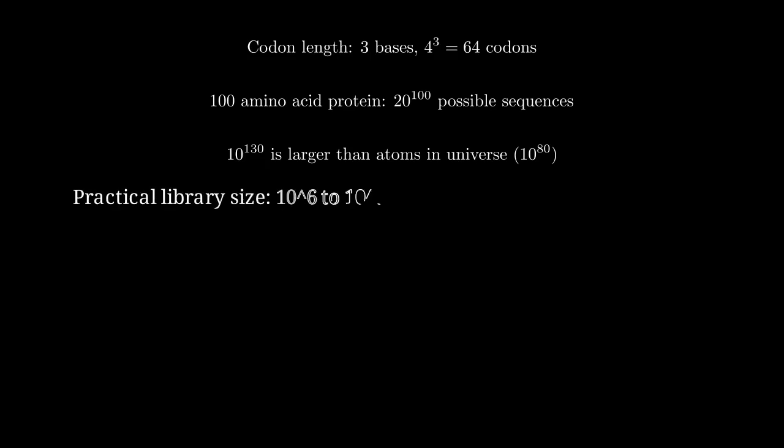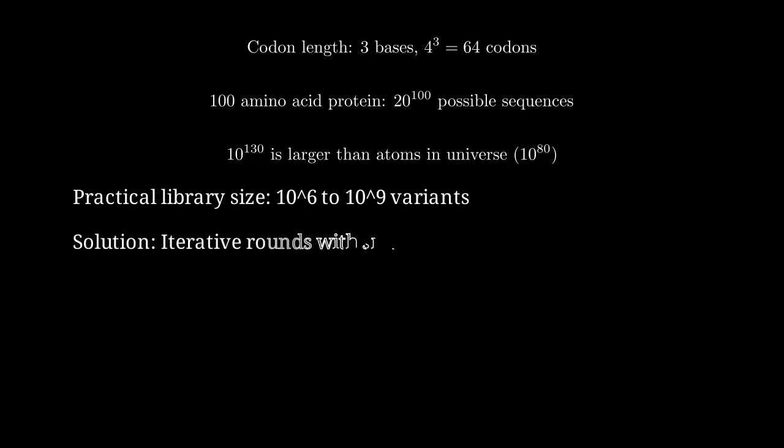In practice, we can screen libraries of 1 million to 1 billion variants using droplet microfluidics. This is still a tiny fraction of sequence space. The solution is iterative evolution with smart library design. We don't randomly search all of sequence space. We focus mutations around known functional sequences, gradually walking uphill in the fitness landscape.